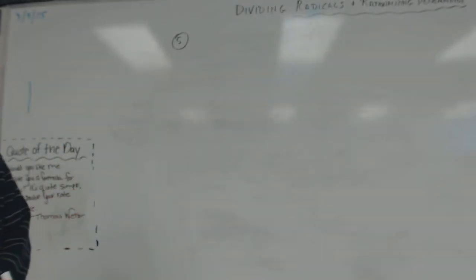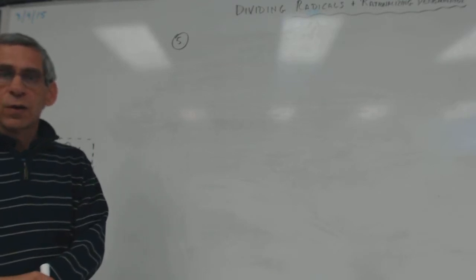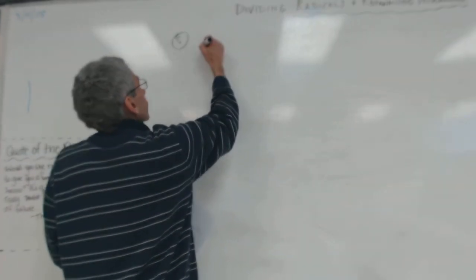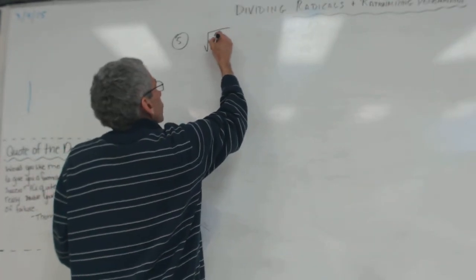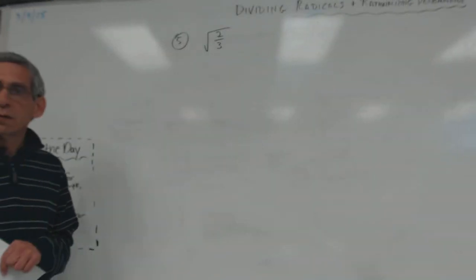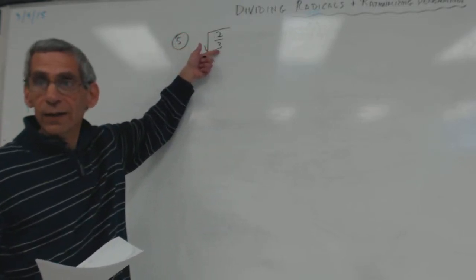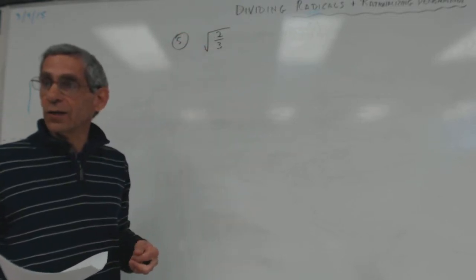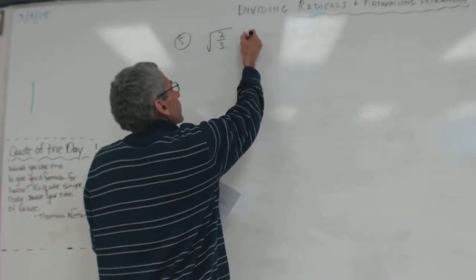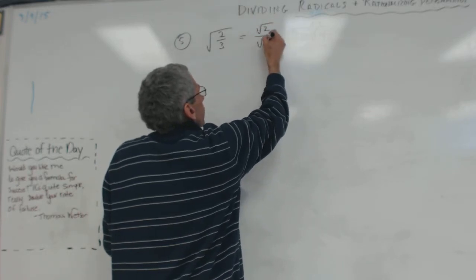So let's look at one where, like Gideon asked, they don't have perfect square roots. Let's say the square root of 2/3. Square root of 2/3, right? I can't do the square root of 2, and I can't do the square root of 3. They don't come out, right? There's nothing I can do. So leave it, but I am going to do this. I'm going to go ahead and separate them out. Square root of 2 over the square root of 3.